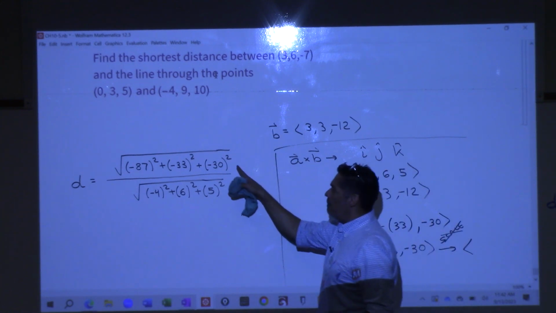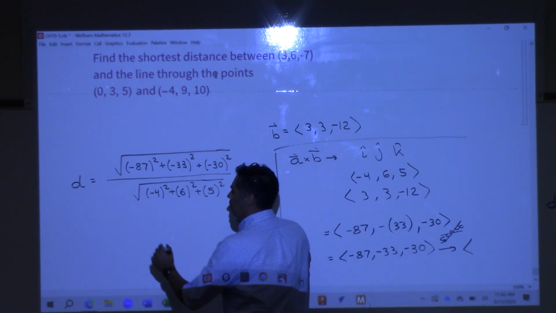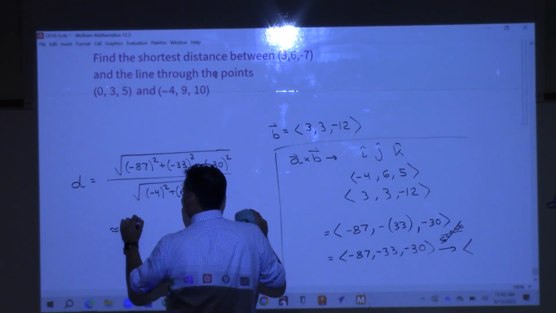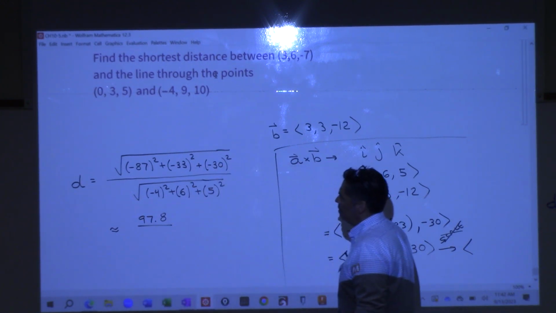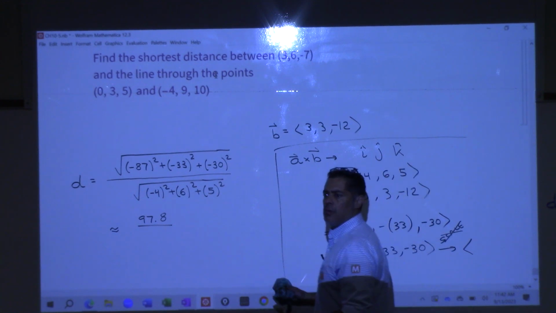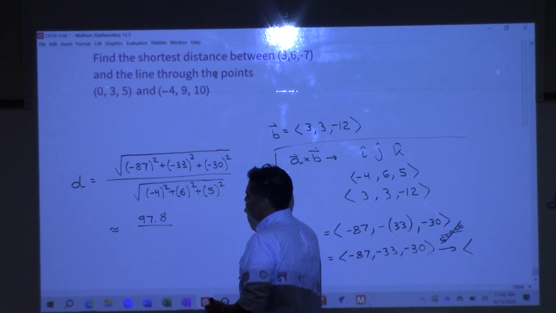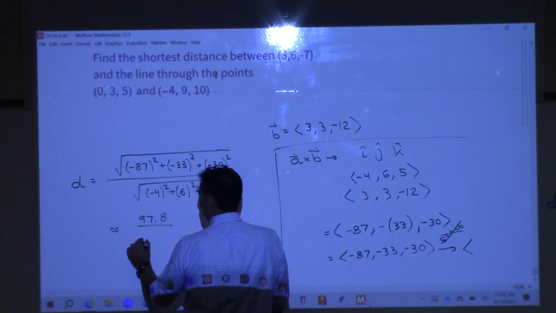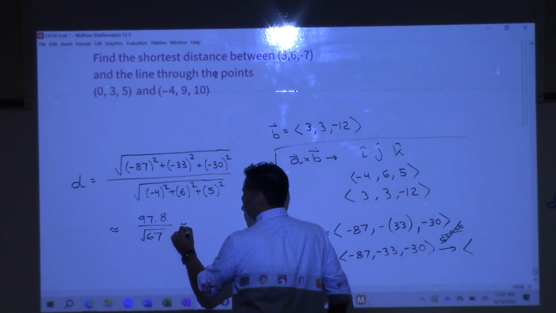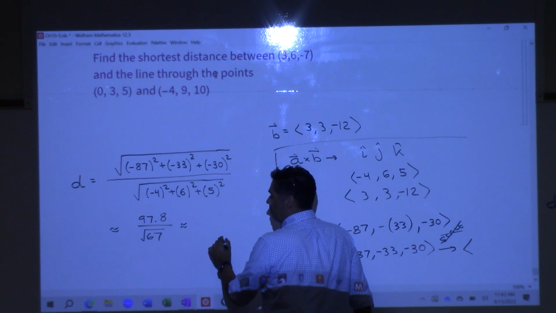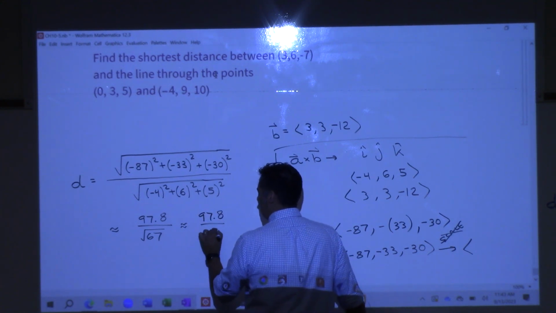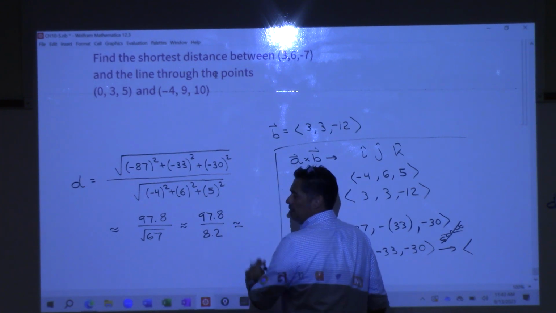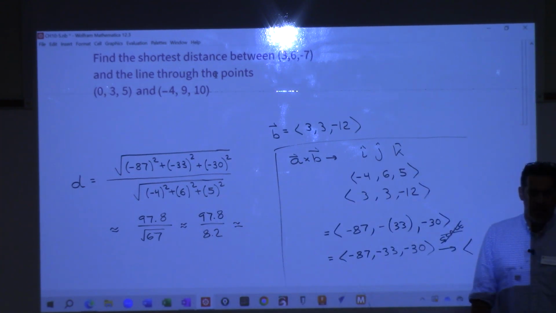You said the top one was what? 97.8. So this is about 97.8 over, did you do that one yet? Root 77? Then we could get 8.2 on the bottom. So 97.8 divided by 8.2, which is whatever, okay? You'll get the idea.